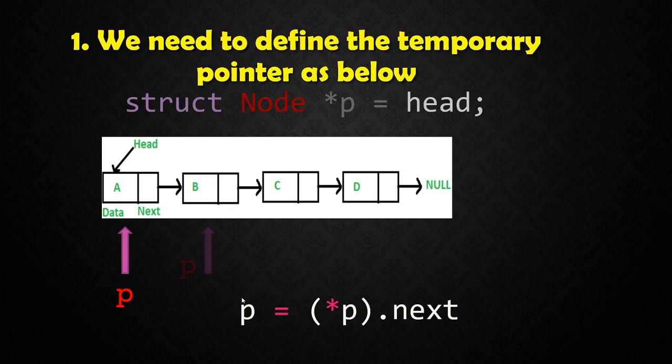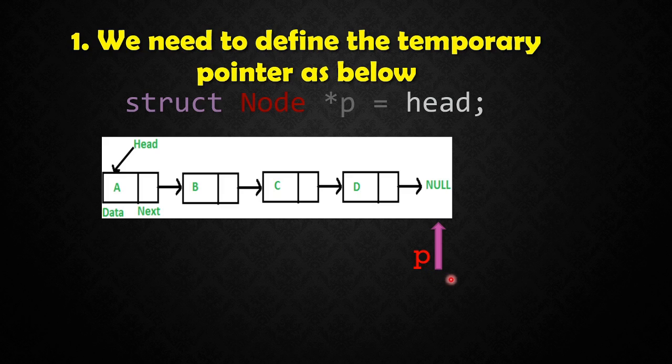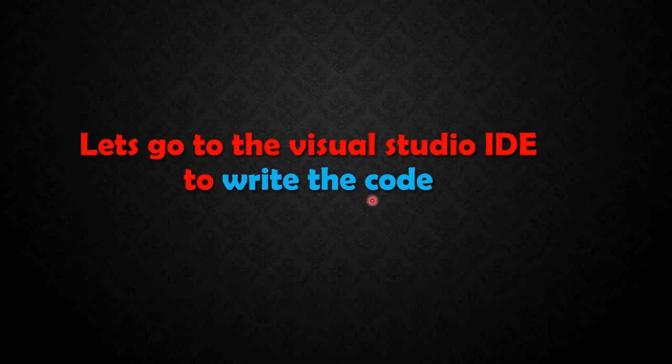That means p will move here, right? If you again do the same, p equals p->next, then again it will move here. If you do it again, it will move here. You do it again, p equals p->next, and then it reaches null, right? So this is how you traverse the linked list. Okay, fine. Now let's go to the Visual Studio IDE quickly and we'll write the code.